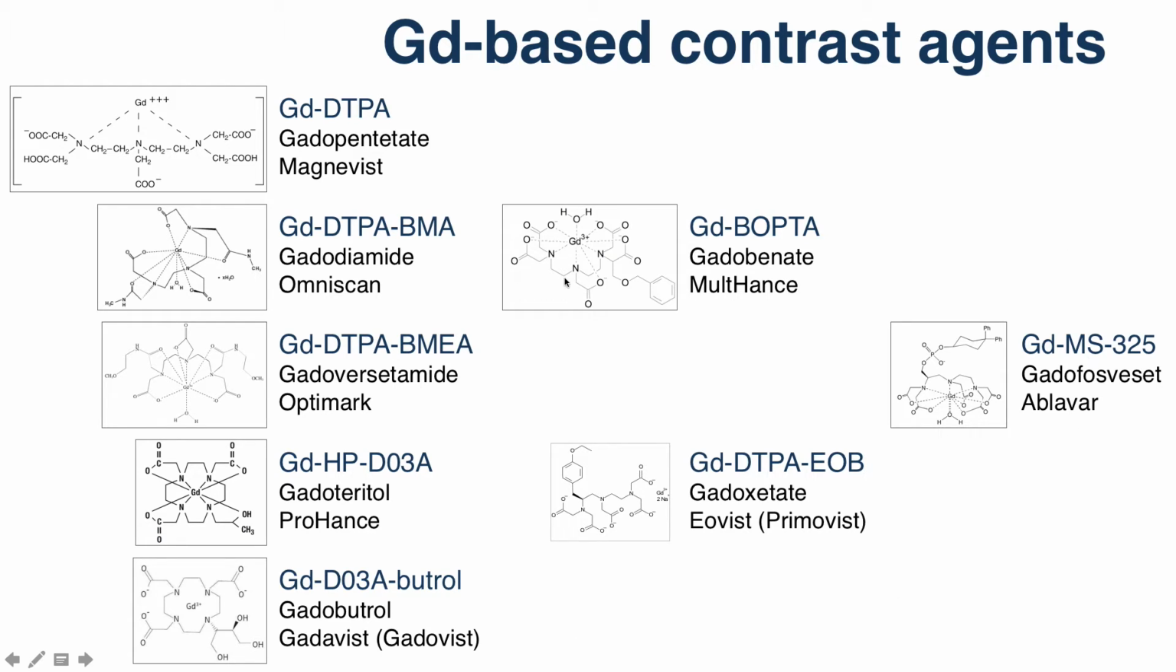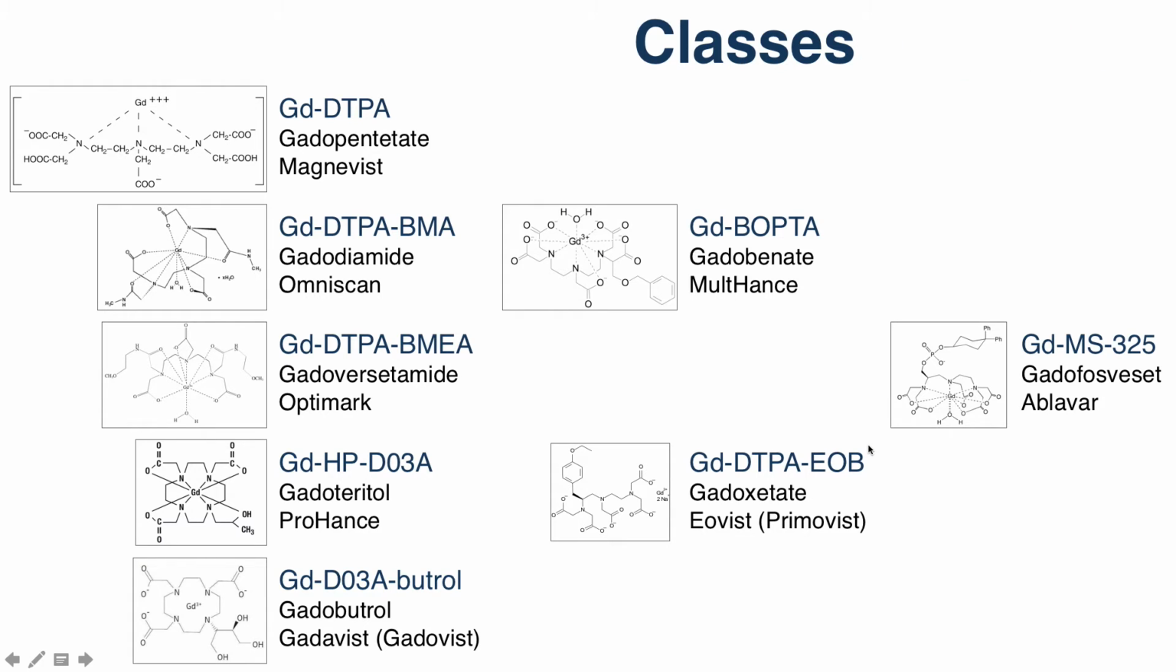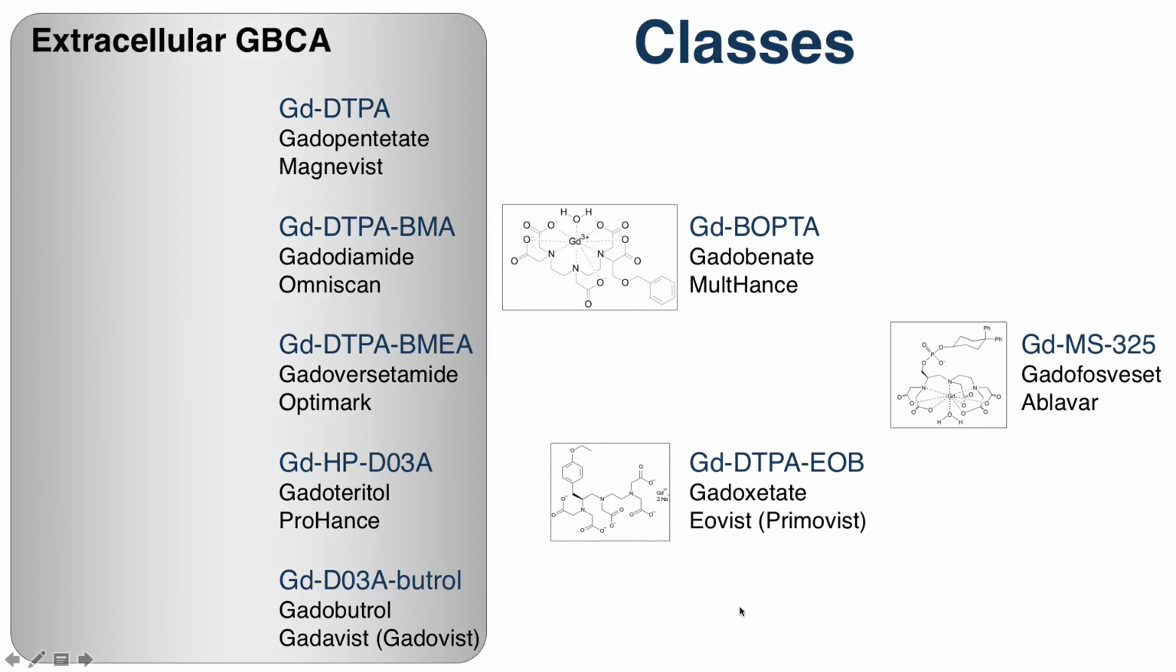We're not going to go through this whole thing, but just be aware that it's these chelators that allow companies to market their own particular version of a gadolinium-based agent. Now this is a long list. It's not that many compared to some drugs, but it's a fairly long list, and it's hard to memorize all this. So let's put these into classes.